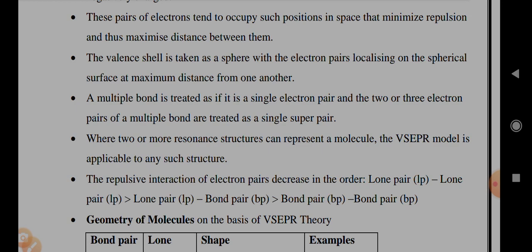from one another. A multiple bond is treated as if it is a single electron pair, and the two or three electron pairs of a multiple bond are treated as a single super pair. Where two or more resonance structures can represent a molecule, the VSEPR model is applicable to any such structure. The repulsive interaction of electron pairs decreases in the order: LP-LP is greater than LP-BP, which is greater than BP-BP.